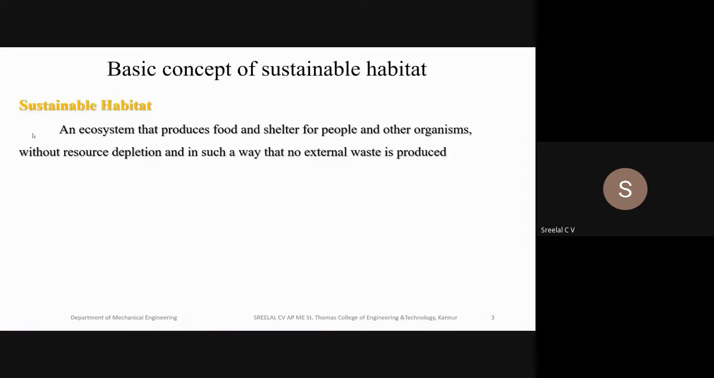Okay. So we are going to our topic, sustainable habitat. Sustainable habitat is nothing but an ecosystem, an ecosystem which produces food and shelter for people and other organisms without resource depletion, in such a way that there will be no waste, without any wastage. So here you have to understand that we consider it as an ecosystem that produces food and shelter for the people and other organisms.